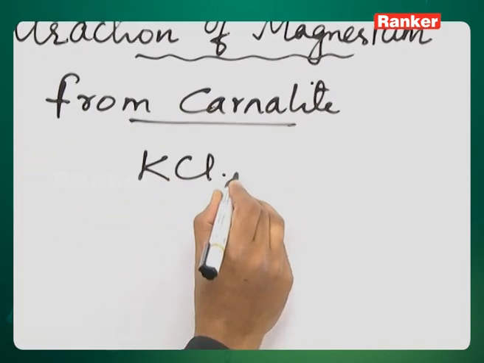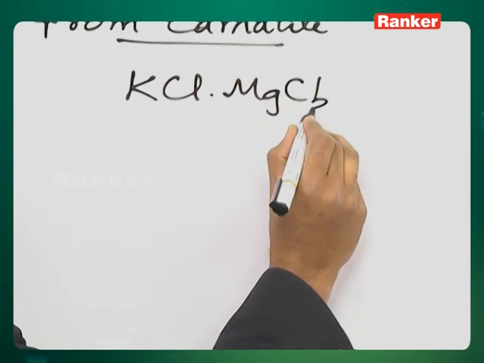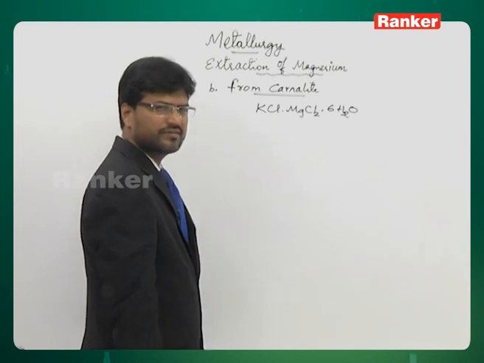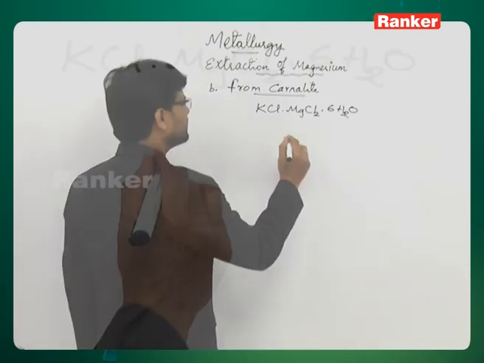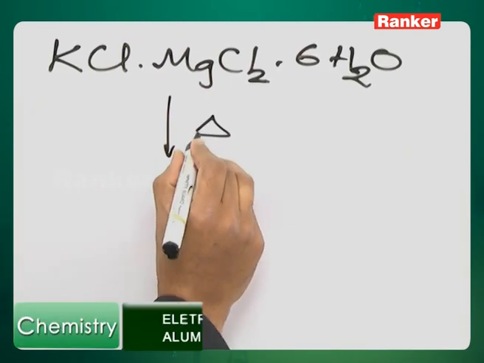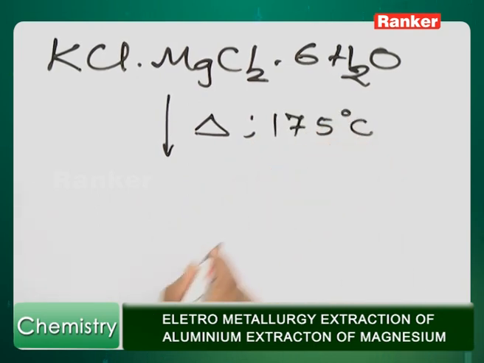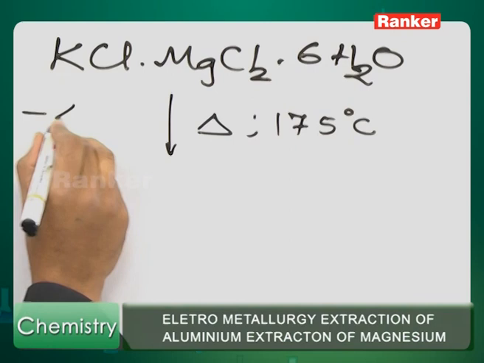Carnallite is KCl.MgCl2.6H2O. The very first thing you need to do is remove this water of crystallization. So, heat carnallite to about 175 degrees Celsius, then it will lose 4 water molecules.